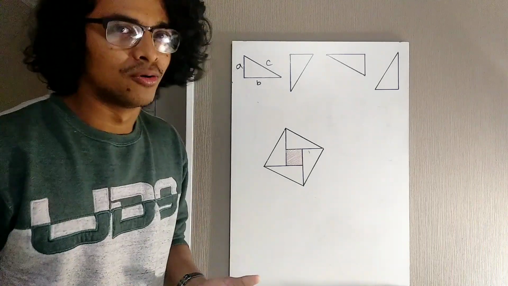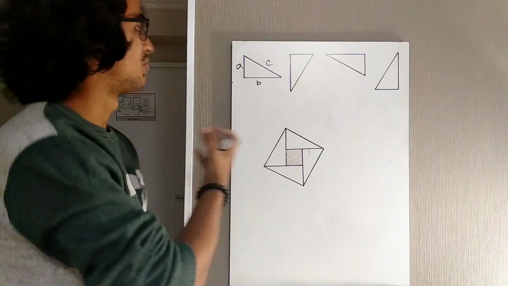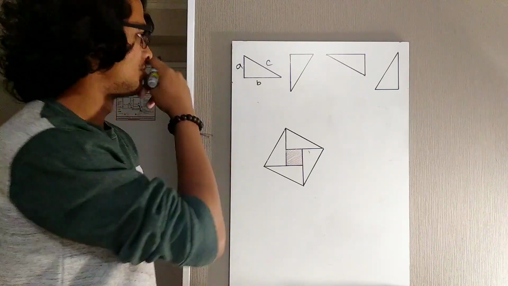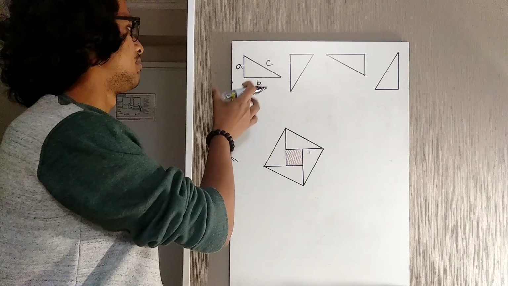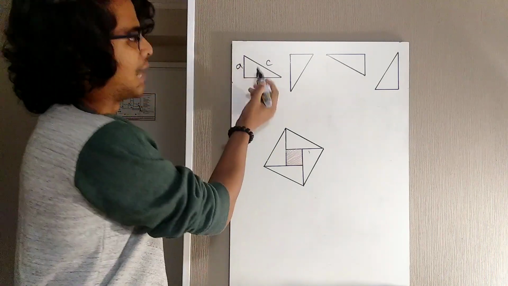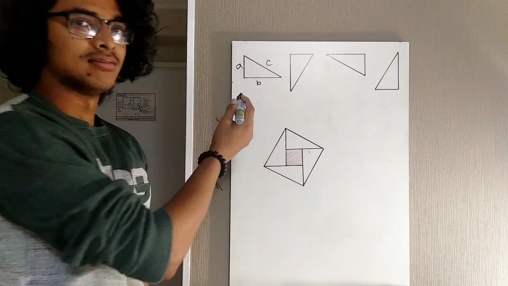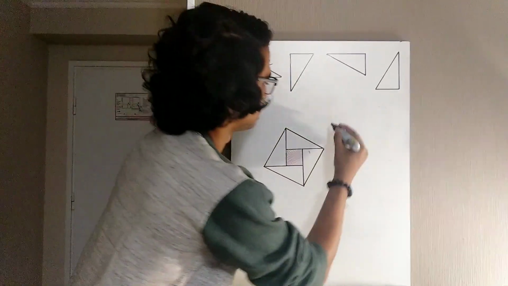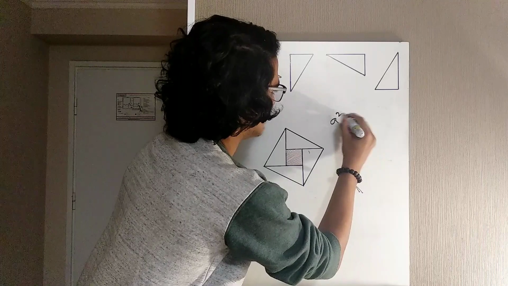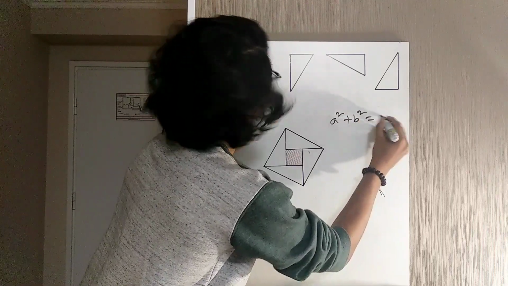So you all know about Pythagoras' infamous theorem about right angle triangles, right? The theorem says that if we have a right angle triangle with its hypotenuse being C and the other two sides being A and B, then we have this relationship between the sides. A square plus B square is equal to C square, right?